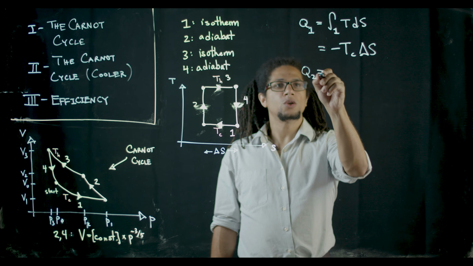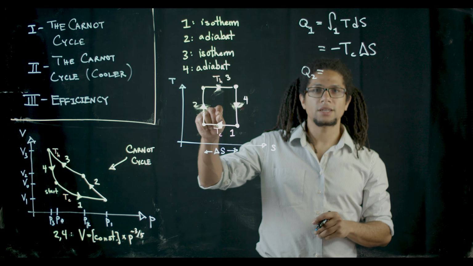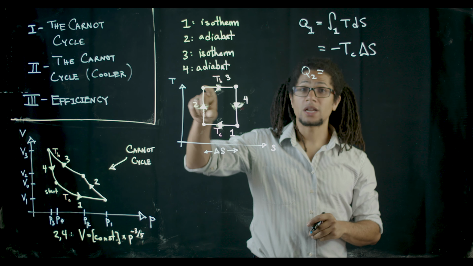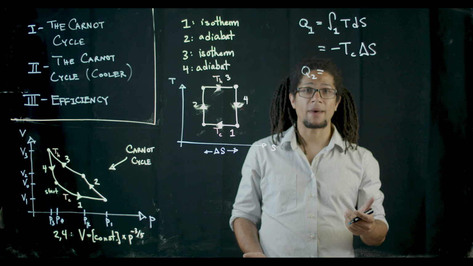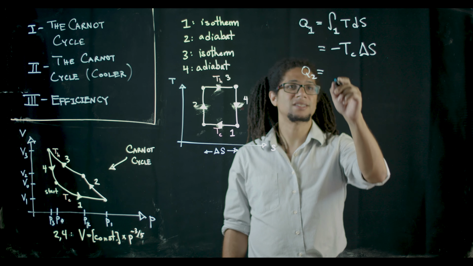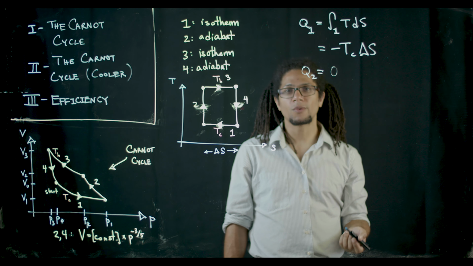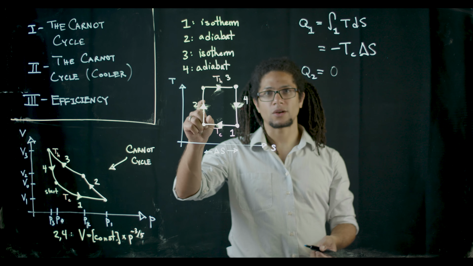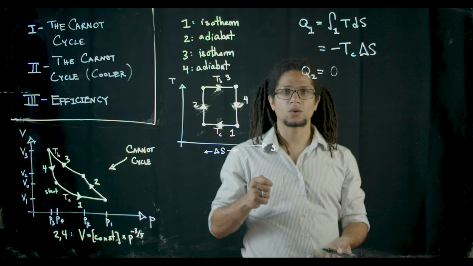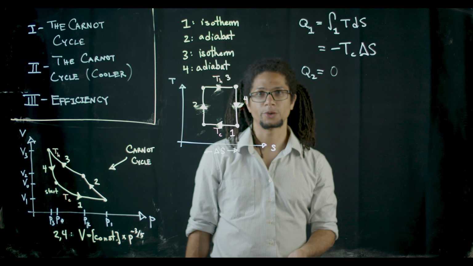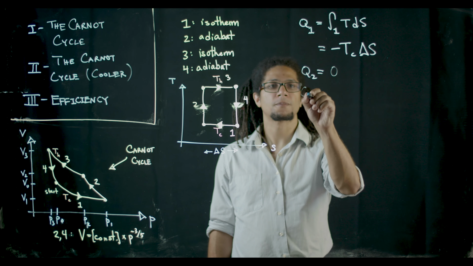Next up, Q2, well, that's the heat change, or the heat that goes into the system, let's say, on an adiabat. But we know that for an adiabat, by definition, that is 0. Good. The other way to see this would be to try to do this line integral. Notice that it's an integral where the variable of integration is s, but that s doesn't change. Kind of the same thing.